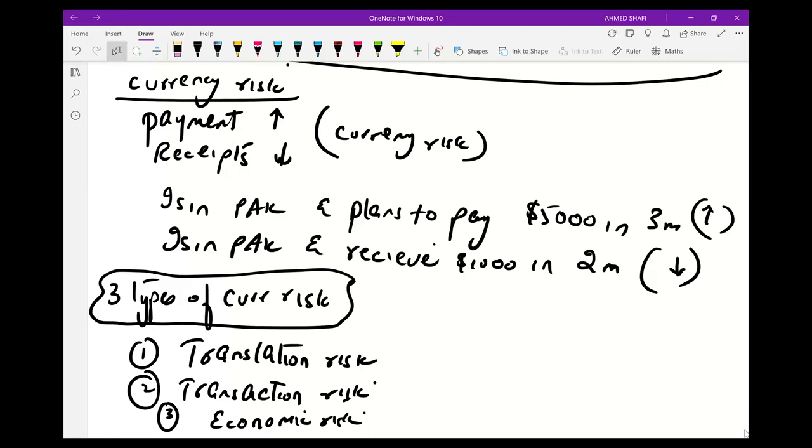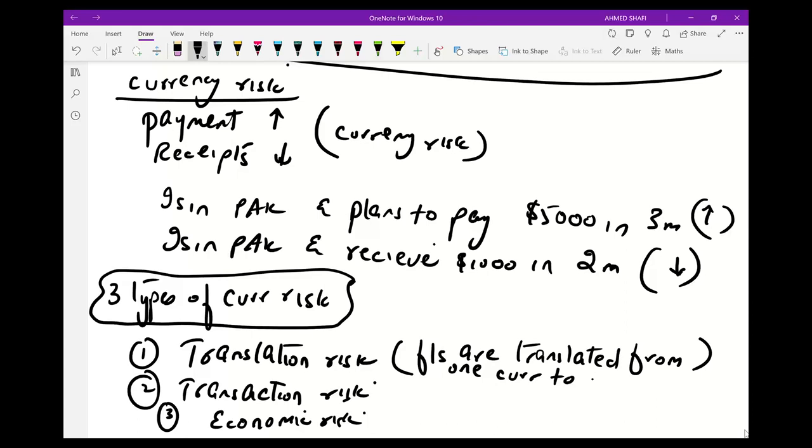Now, what is the difference between all these three types of risks? When you talk about translation risk, it occurs when financial statements are translated from one currency to another. Okay.